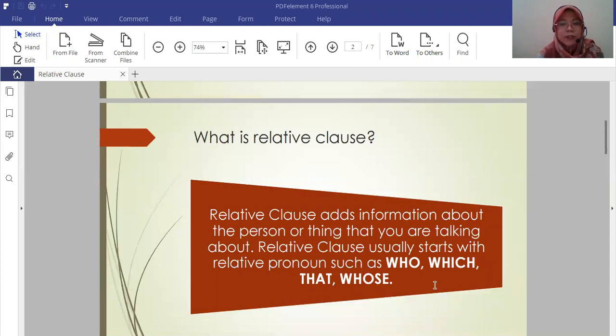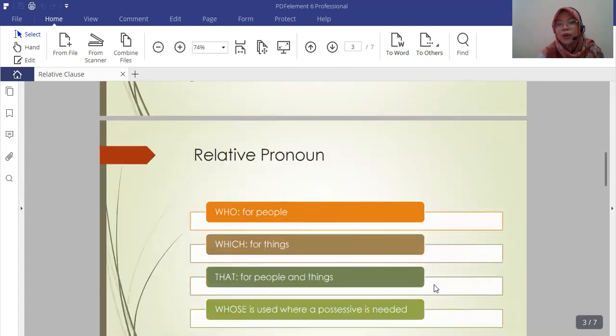usually starts with relative pronouns such as who, which, that, and whose. So, who is used for people, which is used to describe things, that is used to refer to people or things, and whose is used where a possessive is needed.